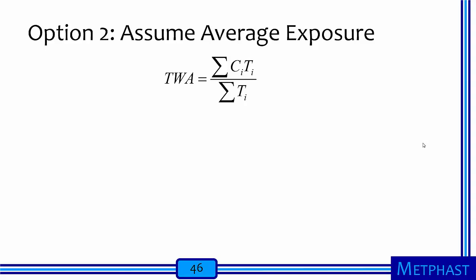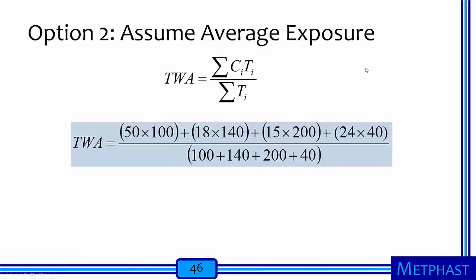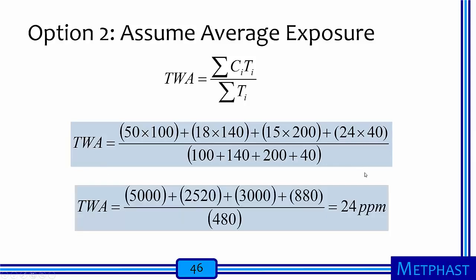Option 2, I'm going to assume the average. These are my data that I collected: 50 ppm for 100 minutes, 18 ppm for 140, 15 ppm for 200 minutes. And then I'm going to take the average exposure and use 24 times the 40 minutes, and then again divide by that 480 minutes. So here I would get 24 ppm as my time-weighted average.